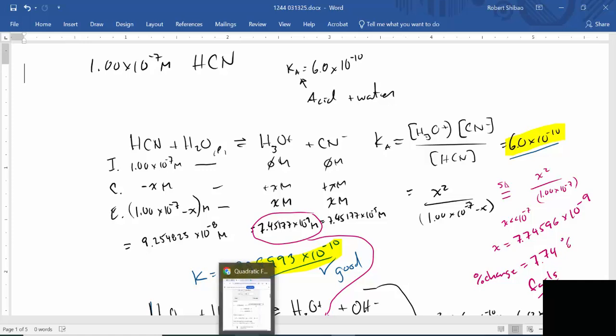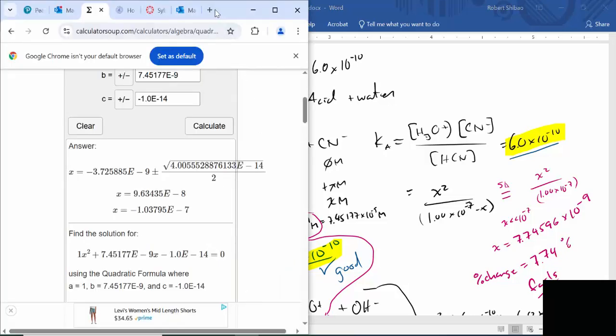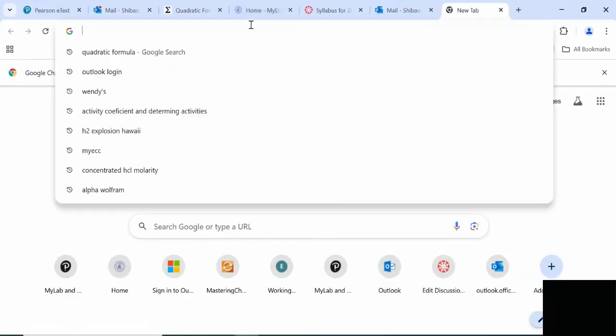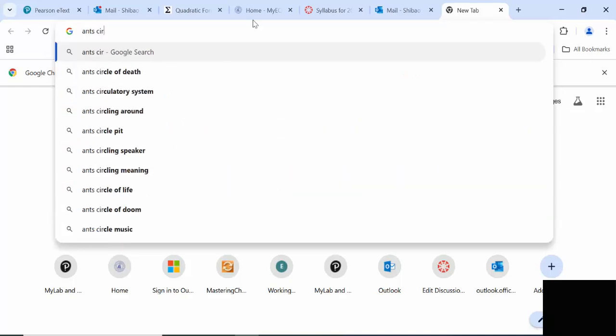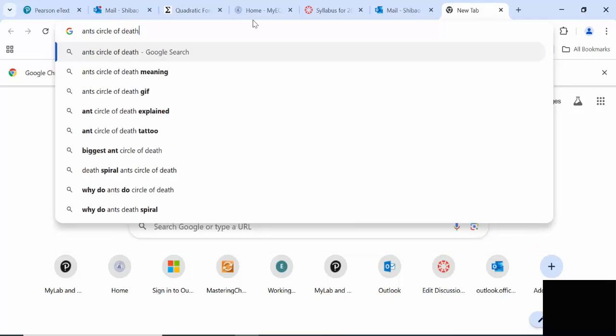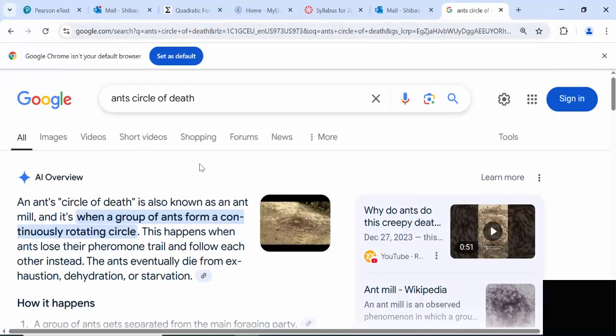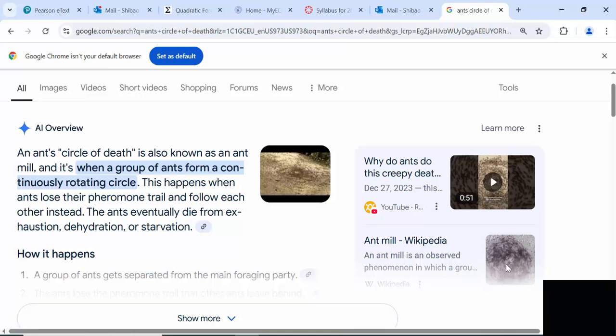Do you know what I'm talking about, the ants? Have you heard that about the ants? No? Yes? Circle of death. This is the ant circle of death here. They're just going in circles until they die. That's what we're going to do. We're going to keep going in circles with this calculation until we die. Unless we can escape. How are we going to escape the circle of death? Average of the two?